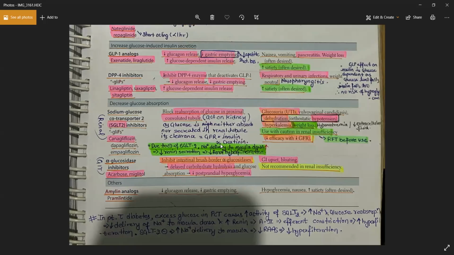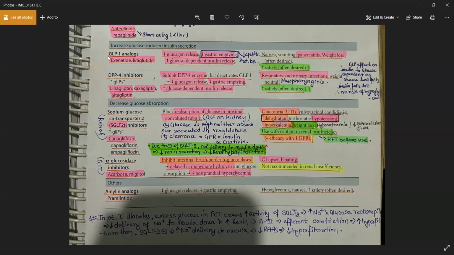Okay, then comes the increase in the glucose-induced insulin secretion. Very important because it is the glucose-induced insulin secretion. So whenever you have a low glucose, insulin secretion will be inhibited. So with these drugs, you can never get a hypoglycemia because the release of insulin by these drugs is totally dependent upon the glucose. If low glucose is there, the insulin secretion by these drugs will be inhibited. So that's why no hypoglycemia in both of these drugs.